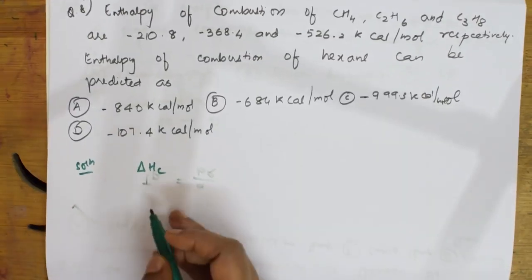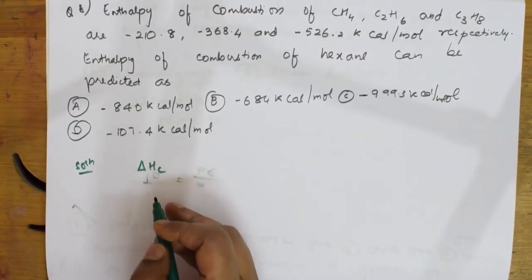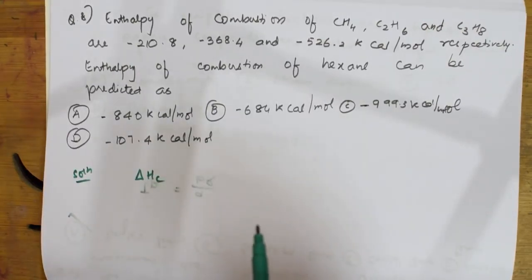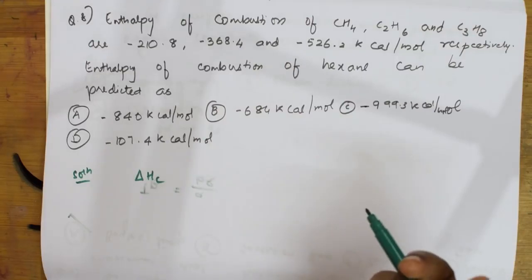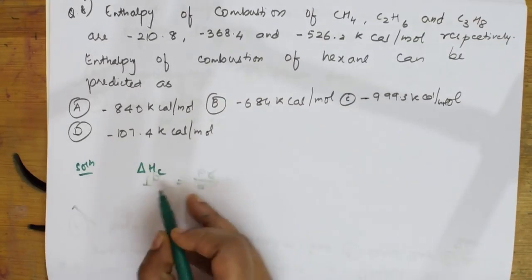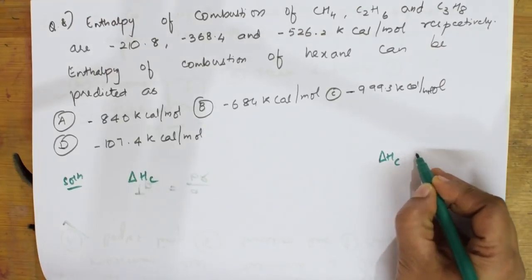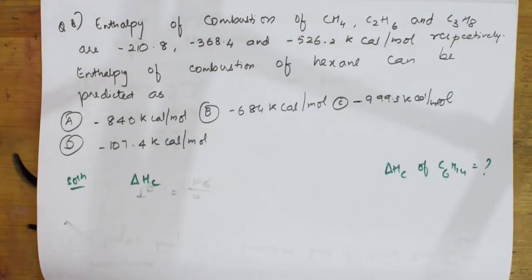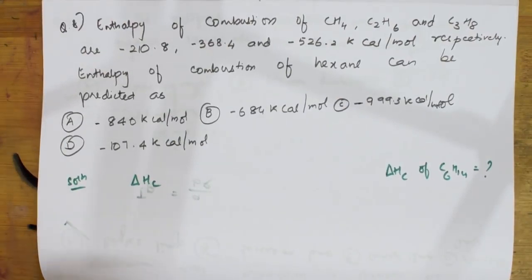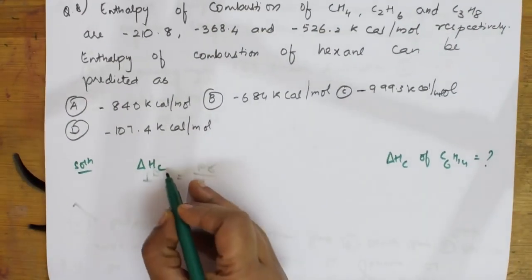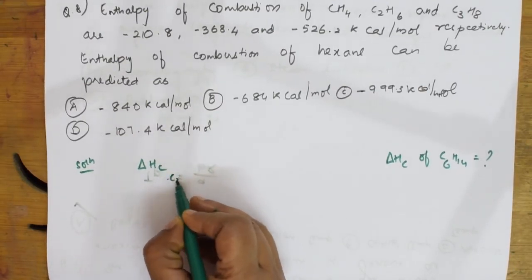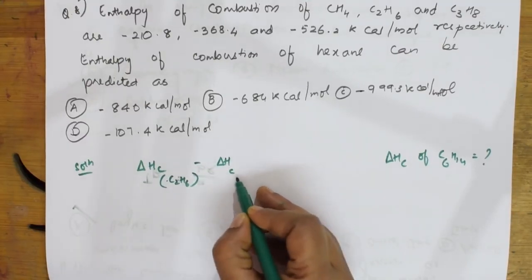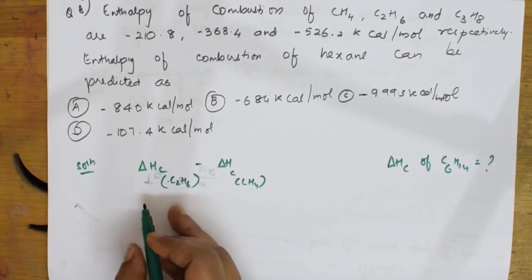Right, so what do they give me? Basically, they've given me enthalpy of combustion of methane, ethane and propane. Right, fine. So hexane formula is what? C6H14. I have to find out enthalpy of combustion of C6H14. Hexane is how much I need to find out. So how to do? Let us see the procedure. First of all, take the enthalpy of combustion of C2H6. See how I am solving it. Minus enthalpy of combustion of methane.